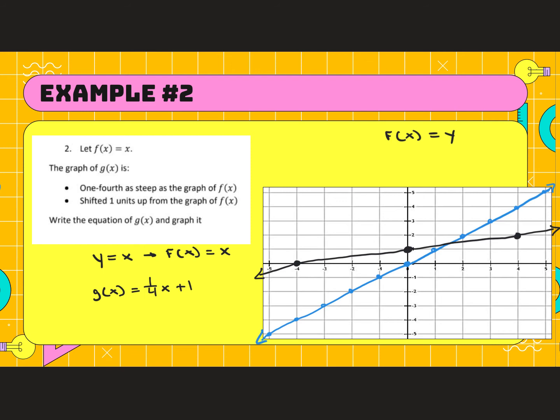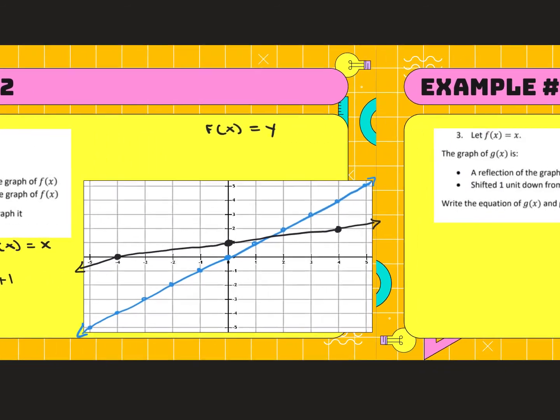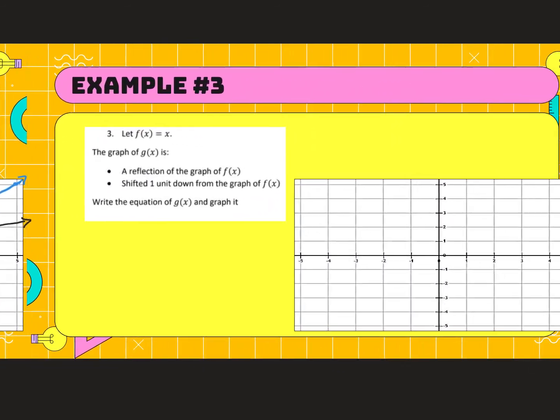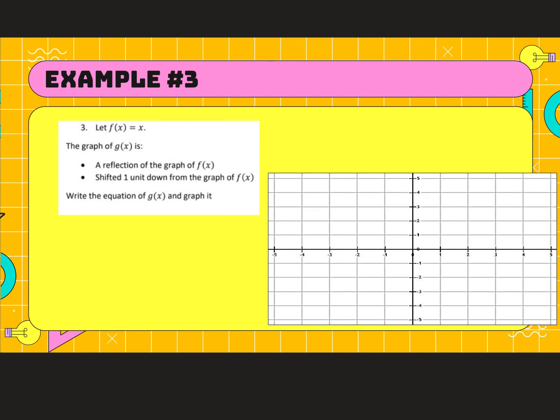All right, so we can definitely see that the steepness has changed. So it's 1/4 as steep as the graph of f of x. We can definitely see that our graph is less steep, and we can also see that it is shifted up 1 unit.